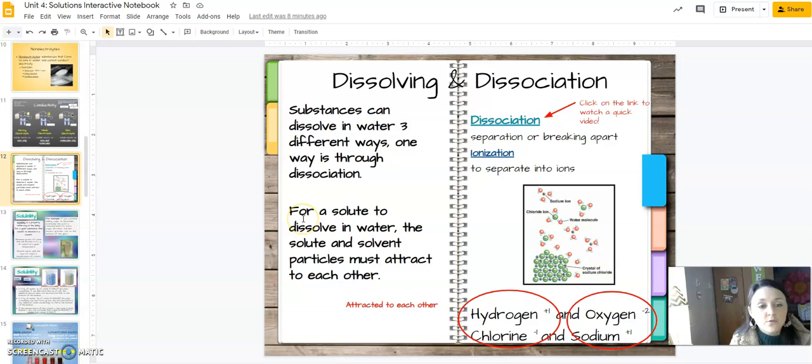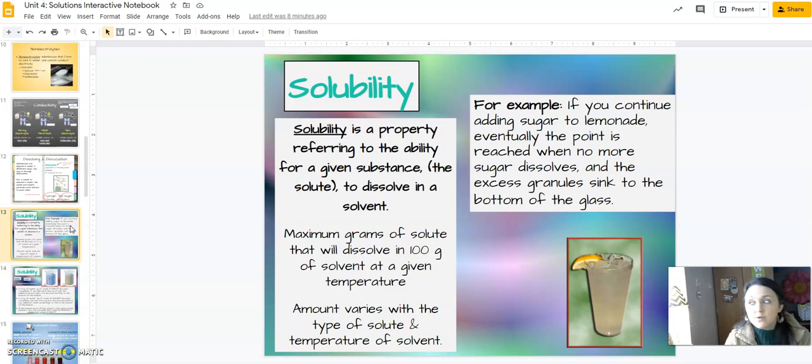For a solute, which is what you put into the solution, what is going to be dissolved, the solute and the solvent must attract each other. Like hydrogen and oxygen and chlorine and sodium. Right here you've got salt and water. You've got a water molecule and you've got sodium and chlorine. Because they're attracted to each other, they break each other apart when they get into a solution and dissociate.